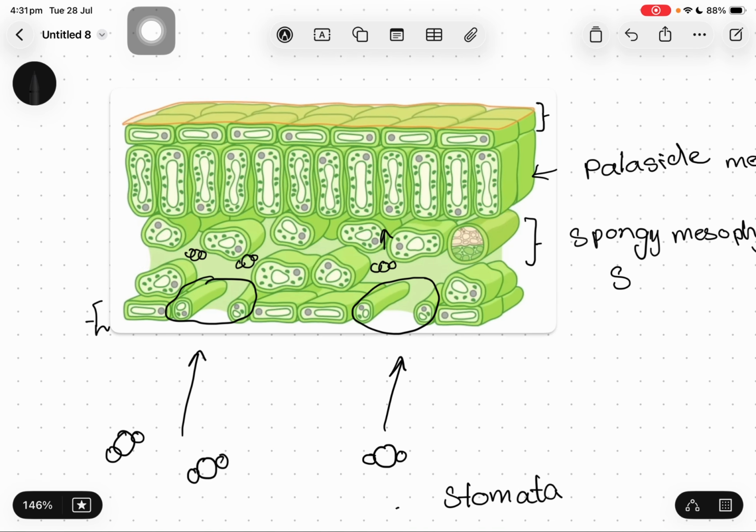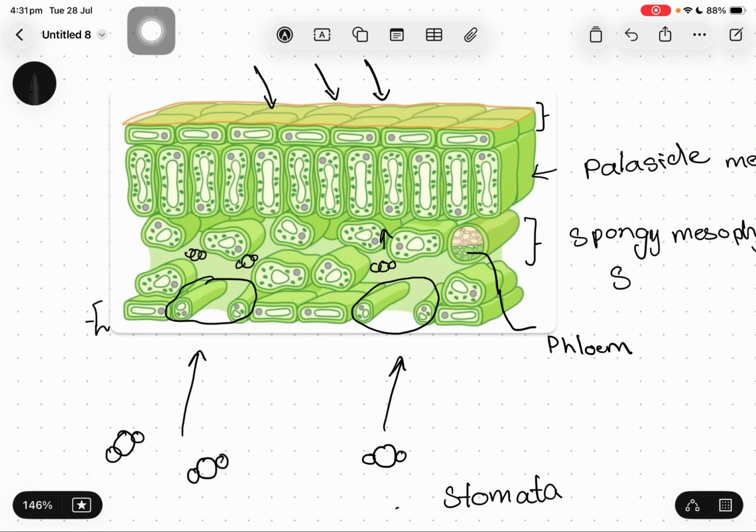This is a layer, it is almost transparent to allow the sunlight through to the palisade mesophyll to help it in photosynthesis. Over here is the phloem, which carries the sugar made by the palisade mesophyll to the rest of the plant.